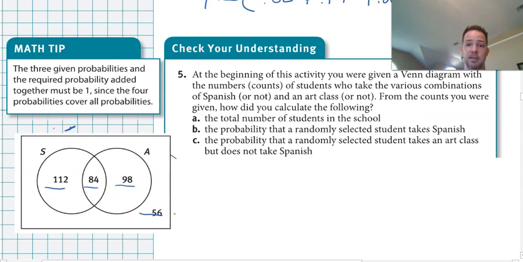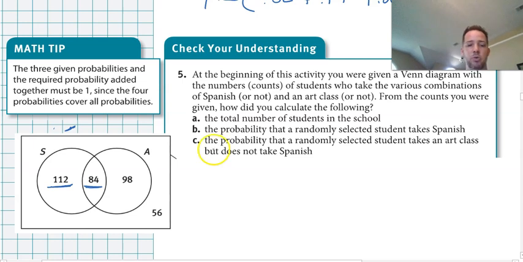Probability that a randomly selected student takes Spanish. You have to add up the students that are in the region for Spanish and then divide by 350. The part that represents them being in Spanish is both of these two regions. You get 196 out of 350.